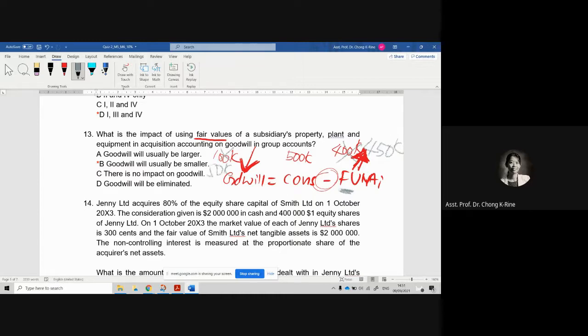So the higher the fair value of the PPE of the subsidiary, the higher the value of the company. We use the same amount to buy a higher value company, meaning we gain more, we will not pay that much. Our goodwill will drop. You just think about it.